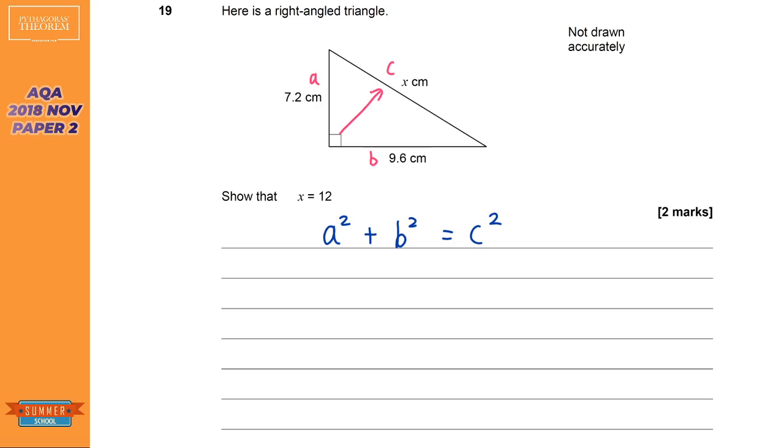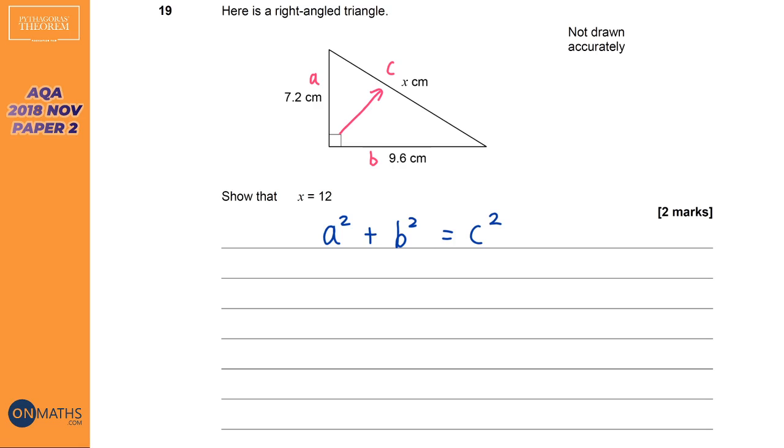Now, something else about the hypotenuse: it's the longest side. So you can actually check your answer here, because if I ended up with an answer of 5.4, we know that's not the right answer. First of all, because it tells us it's 12, but secondly, because it has to be the longest side, so it has to be bigger than 9.6 centimeters. Right, waffling over, let's get started.